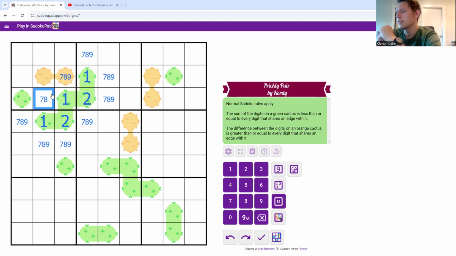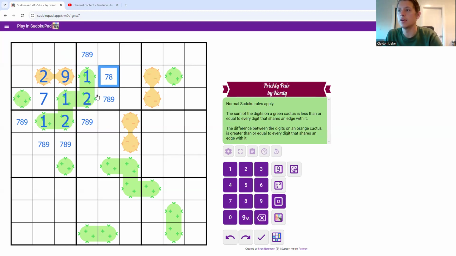The difference between the digits on an orange cactus is greater than or equal to every digit it shares an edge with. So if this was 7, all of these would be 7 or less. Yeah, so that's what we have to do. Sorry, this rule set keeps tricking me. That's 9, 2, 7.